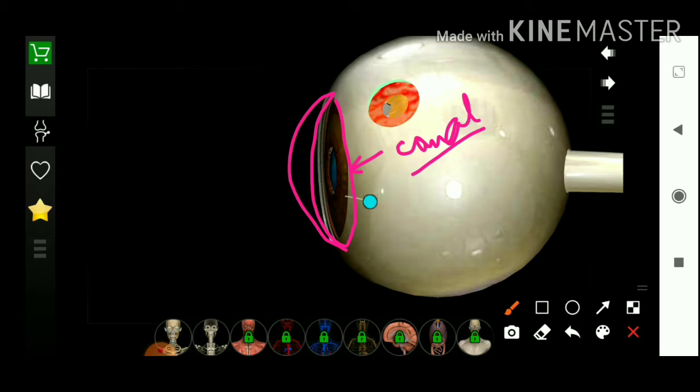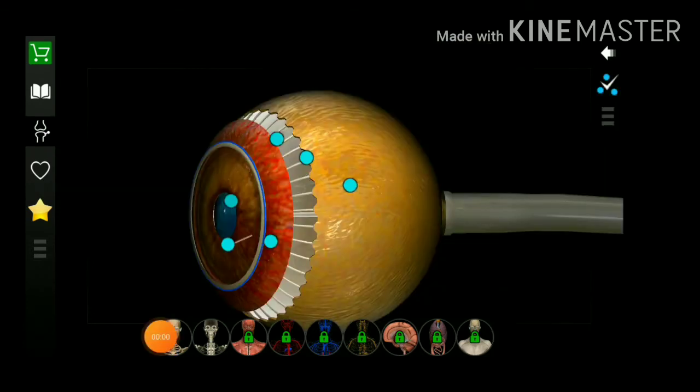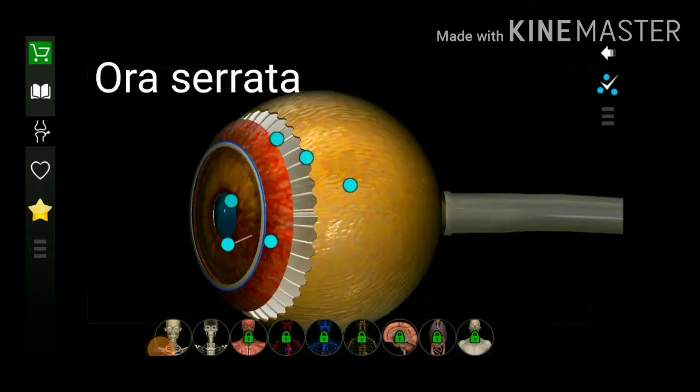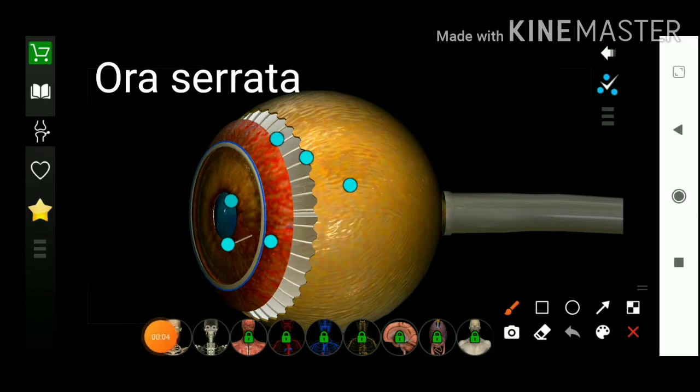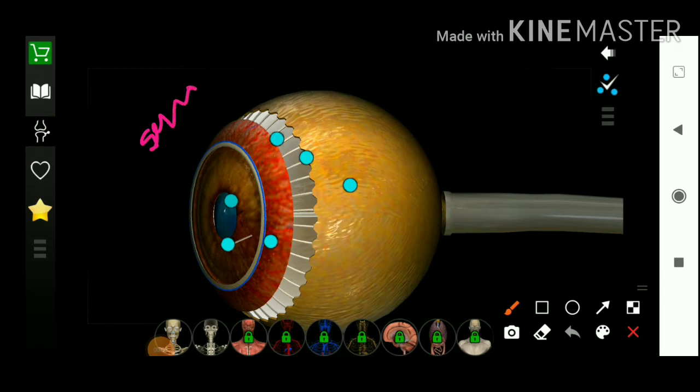Behind this corneal limbus, you have this ciliary body, and behind this ciliary body, you have the ciliary zonule. We are left with another structure which is known as ora serrata. So what do we mean by ora serrata? Remember that it is a serrated region which denotes the junction between the pigmented layer of retina and the choroid.